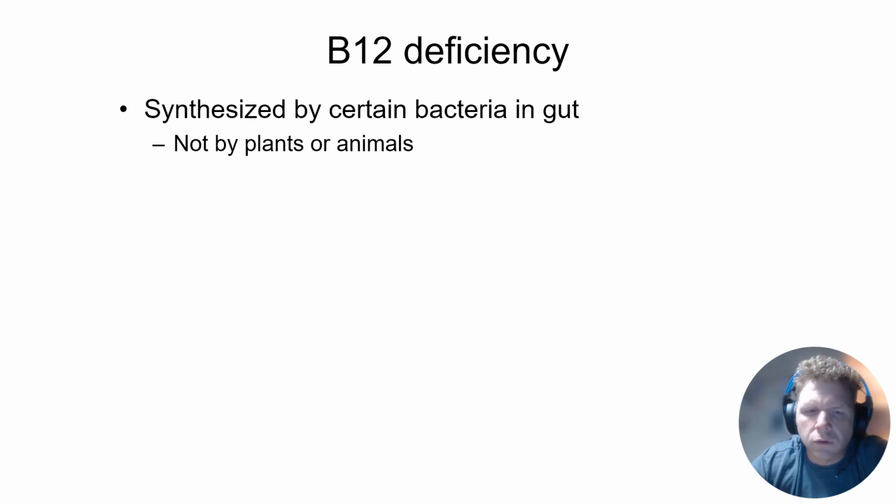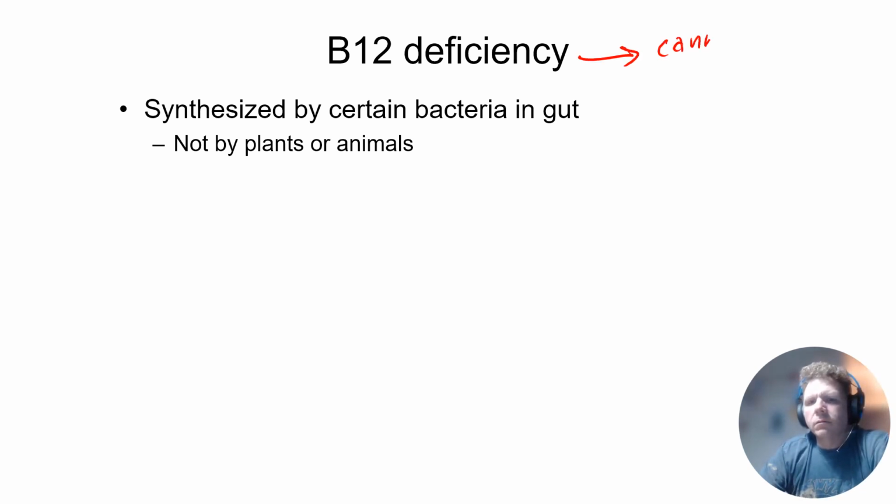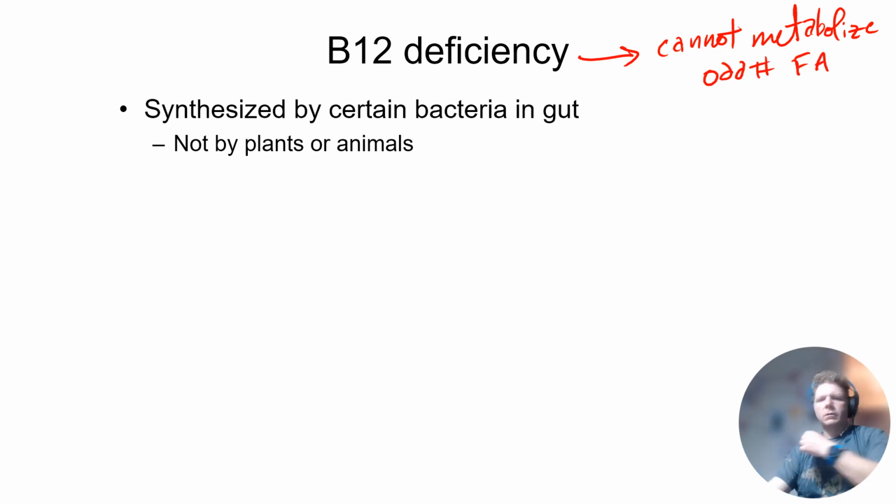Those are just all the junctions. So a vitamin B12 deficiency, you could think about this in effect as cannot metabolize odd number FA, or fatty acids.